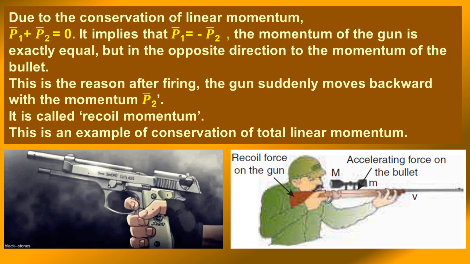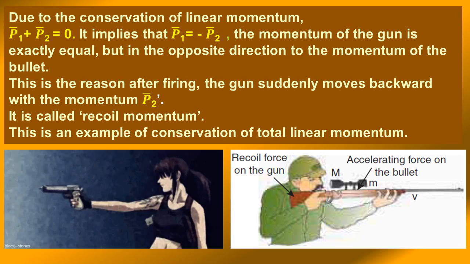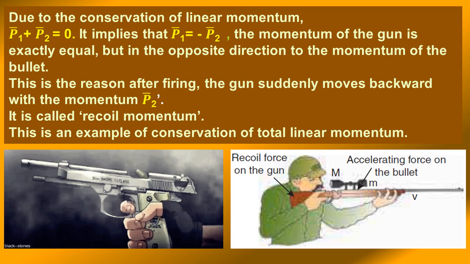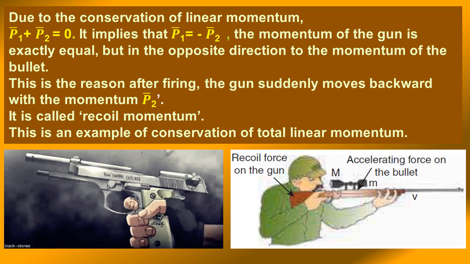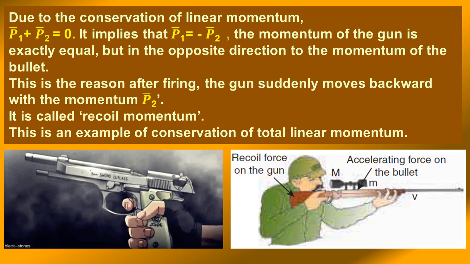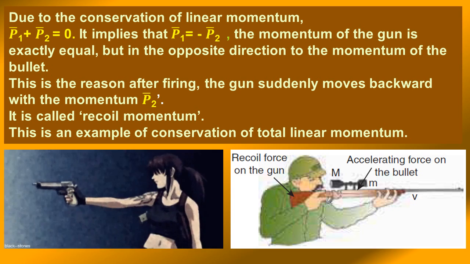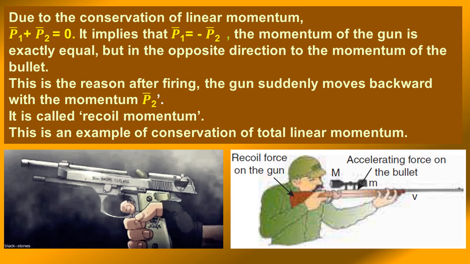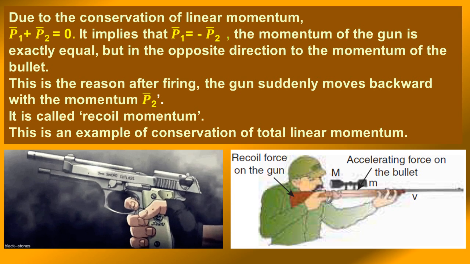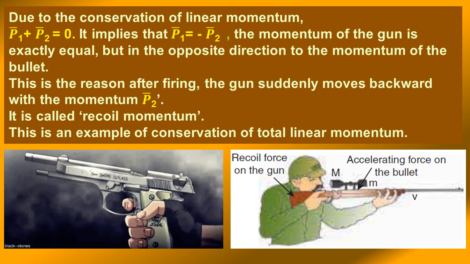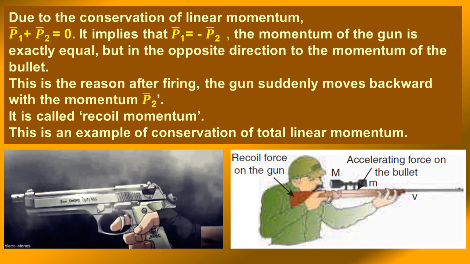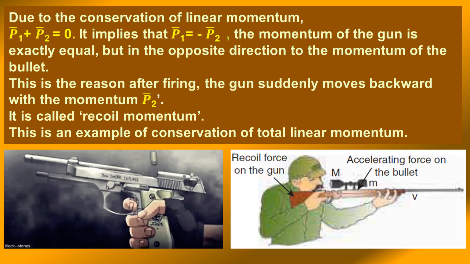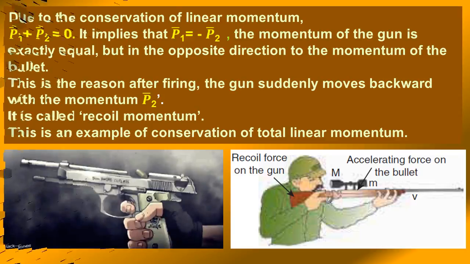Now, due to the conservation of linear momentum, P1 plus P2 is equal to 0, which implies that P1 is equal to minus P2. The momentum of the gun is exactly equal but in the opposite direction to the momentum of the bullet. This is the reason after firing the gun suddenly moves backward with the momentum P2 vector. It is called recoil momentum. This is an example of conservation of total linear momentum.